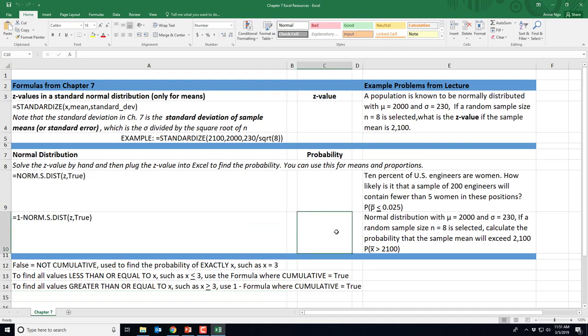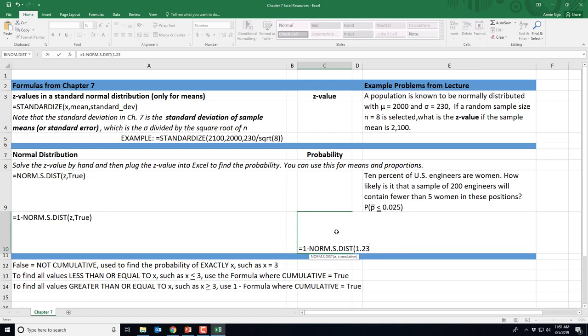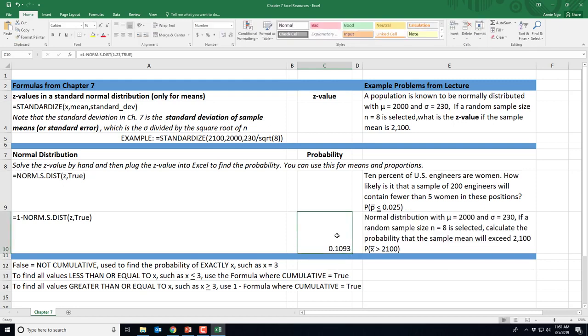So in that scenario, we were doing greater than 1.23. So I'll type in equals 1 minus NORM.S.DIST parentheses. I'll type in my 1.23, which was the z-value we found, comma, TRUE, because it's cumulative, and when I hit enter, there's my probability of 0.1093 that our sample mean is greater than 2100. And so if you look to the right here, here's the example we just covered. So you have all the data in here, so you don't have to toggle back and forth between the slides.